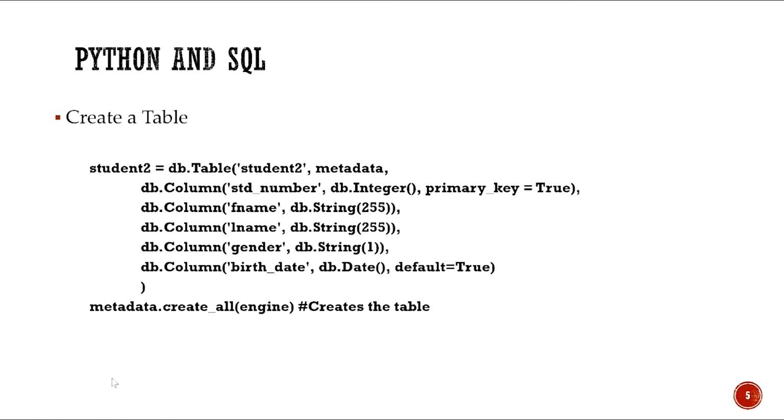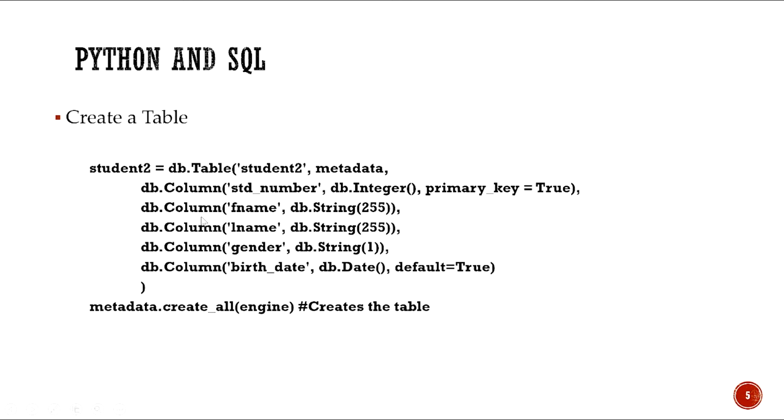So after we establish connection, we need to create a table. And here you can see the syntax when we are using SQLAlchemy. Let's say we are defining a table named student2. So I call SQLAlchemy db.Table, and then the table name, metadata, and then I can define columns or attributes. So db.Column, and then we can define the name, student number, and then its type. Its type is an integer, so db.Integer. And if this is the primary key, then primary_key becomes true.